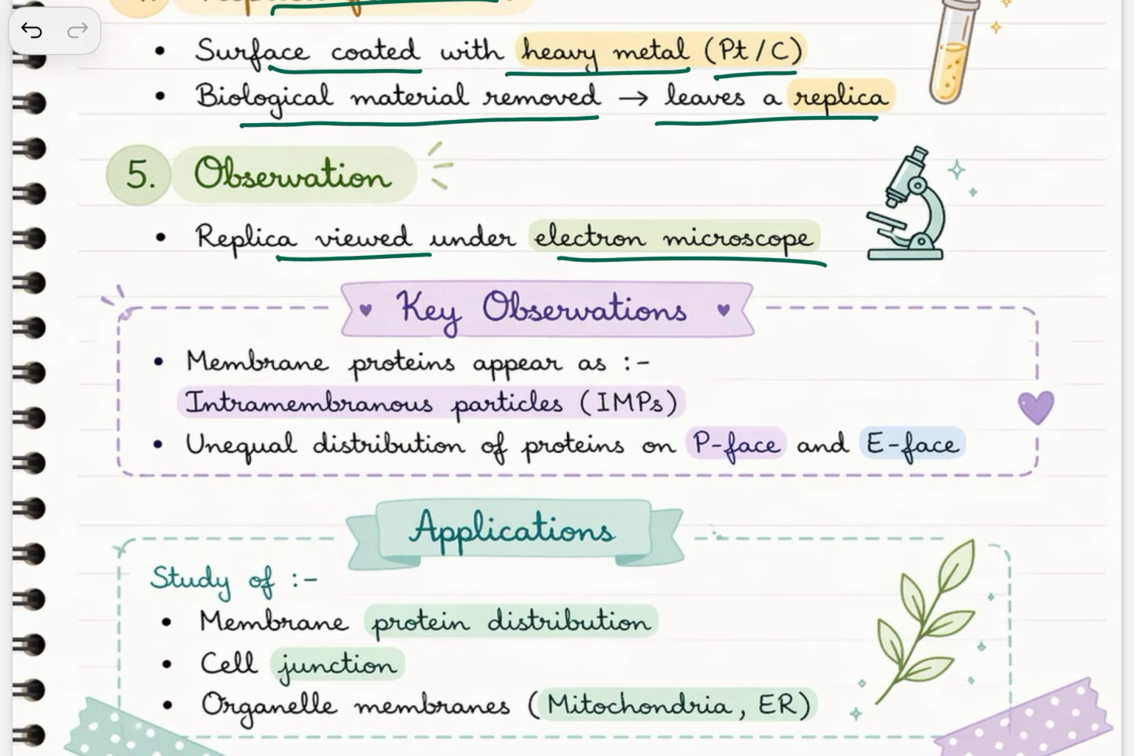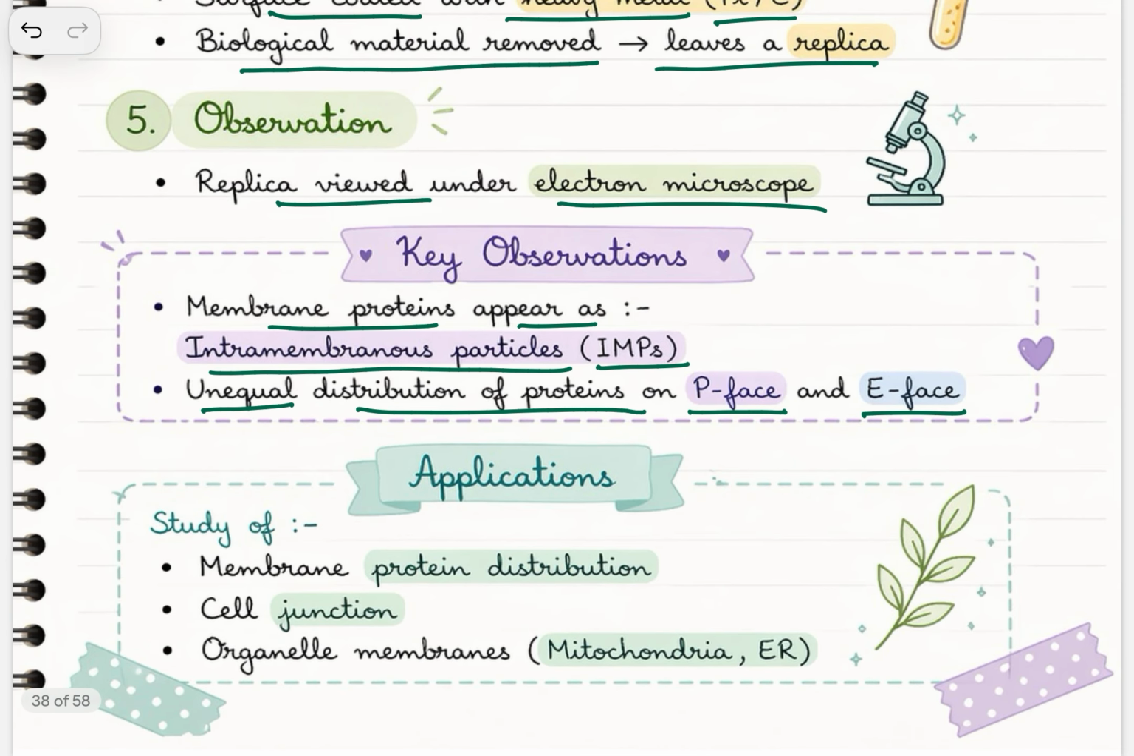Key observations are that membrane proteins appear as intramembranous particles, IMPs, and there is unequal distribution of proteins on the P surface and E surface. So there is unequal distribution on the outer leaflet and inner leaflet. Application: study of membrane protein distribution, cell junctions, organelle membranes like mitochondria, ER, etc.